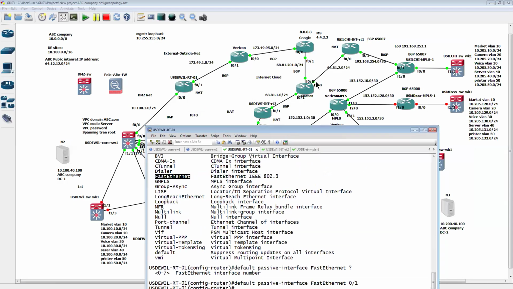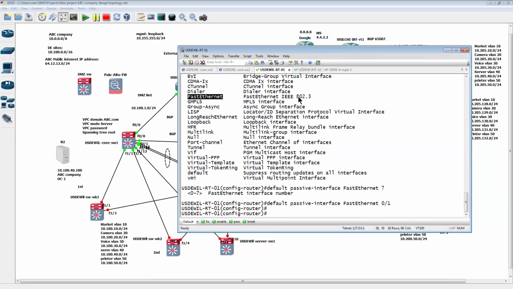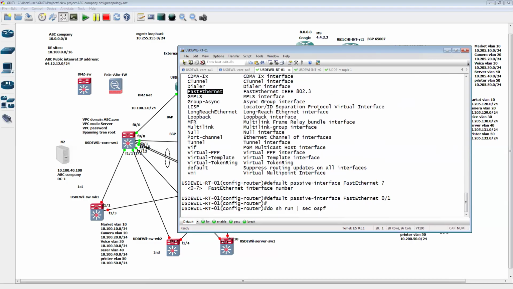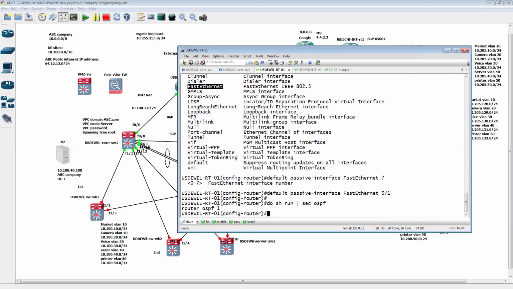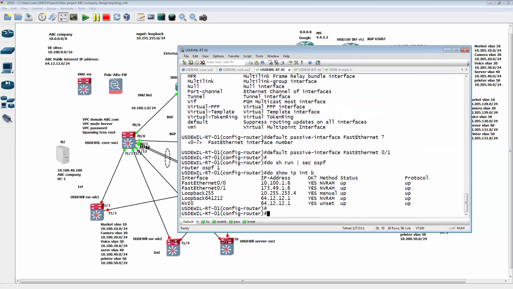Got it? Okay, so now let's do show run again. What do we have right now? Show run section OSPF. You see? Okay, so we still have no command yet. Okay, so now do show IP interface brief in here. All right.